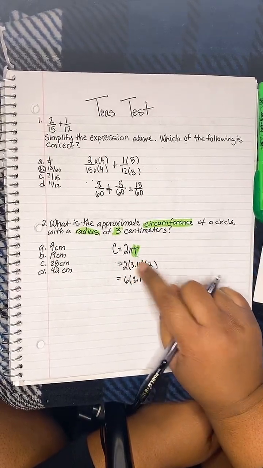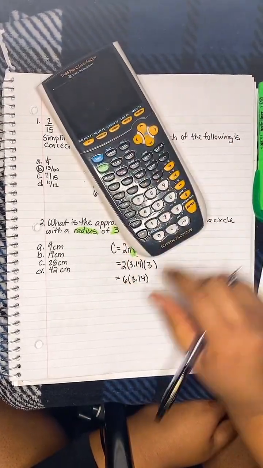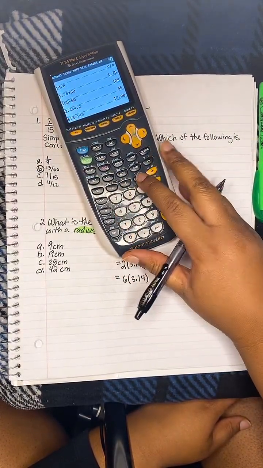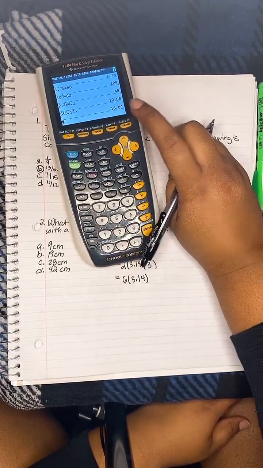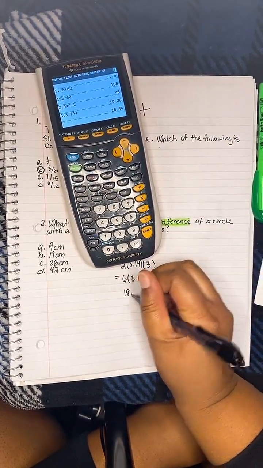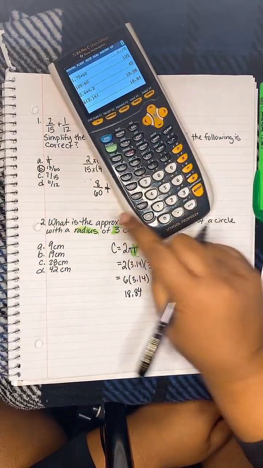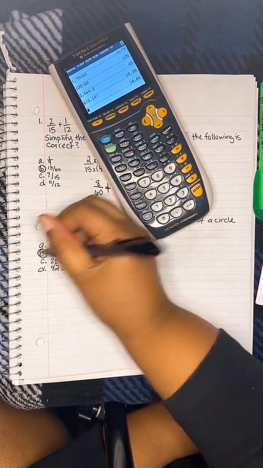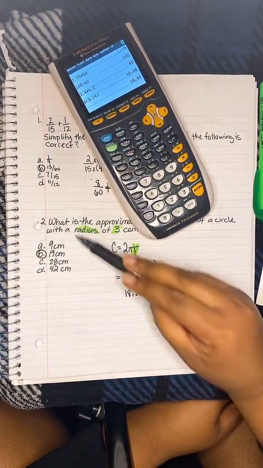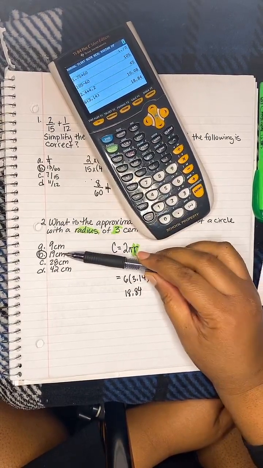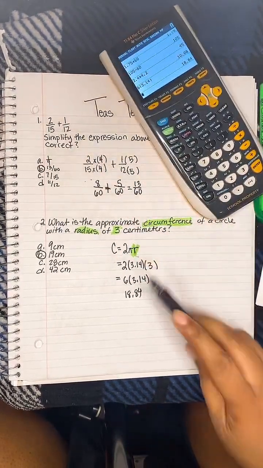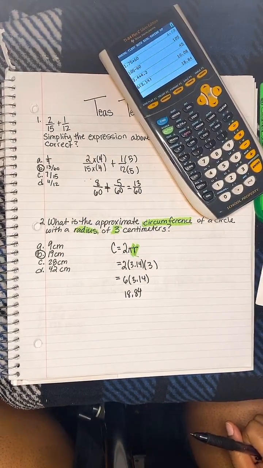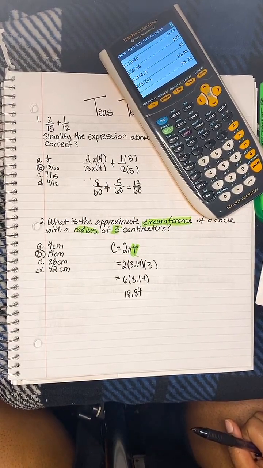Well, actually, you would stop here and put this all on the calculator, okay? Because why take time to write that, right? So 6 times 3.14, and that's going to give us 18.84. But remember, it says approximate. What is 18.84 closest to? Well, it's closest to 19. So that would be our answer. Yep, we rounded up. Perfect.